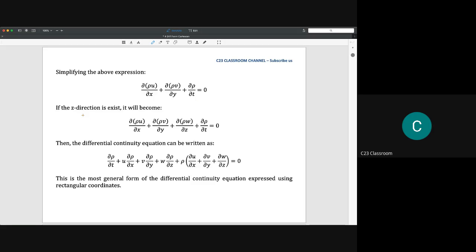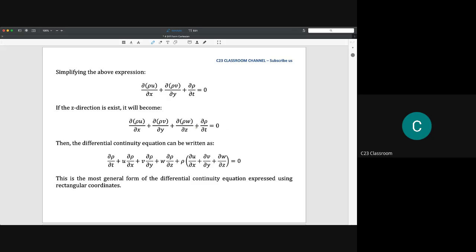Okay, and then if we want to add the value of z direction, we could simply add del rho w over dz, and then we set it equal to 0. So rho is the density and w is the velocity on the z axis. I hope this is the very simple idea. So we could add from the basic equation here. If not, you could do the same thing from the three-dimensional diagram.